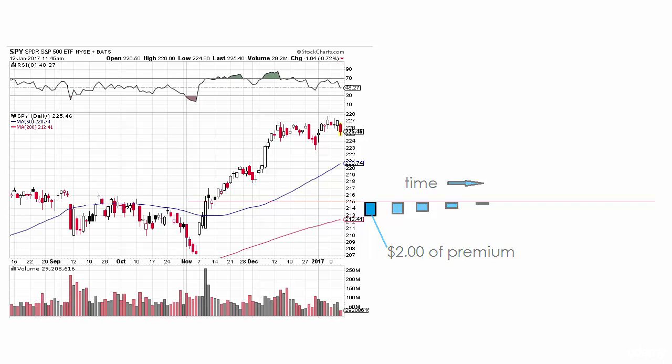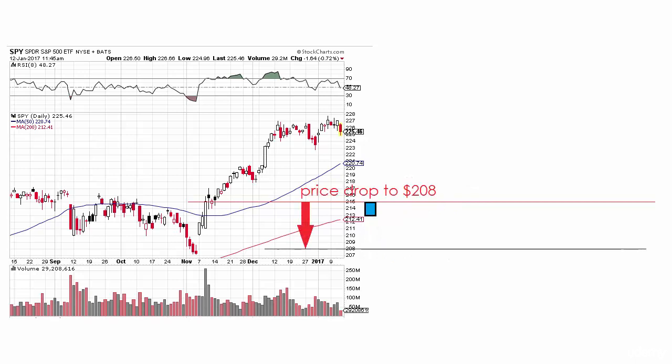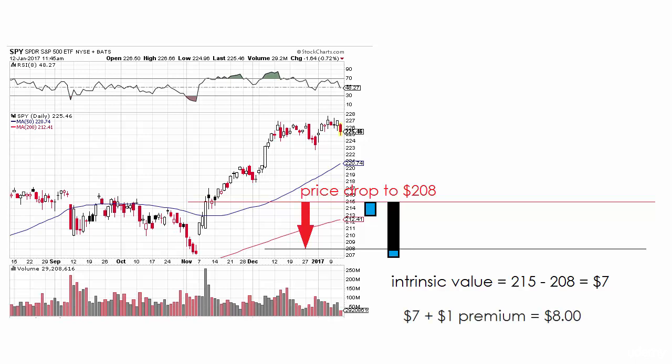Now suppose the price drops down to 208. In this scenario, our insurance starts to pay off. You can see that the intrinsic value of our option is now $7, and we still have $1 of premium left, making our option worth about $8, or about $800 total. No matter how low the SPY drops, we can't lose any more money than if it was at $215, because our option will gain in value the same amount that our shares lose value, canceling each other out. The value of our premium will expand and contract as fear goes up and down, and it will also decay with time.